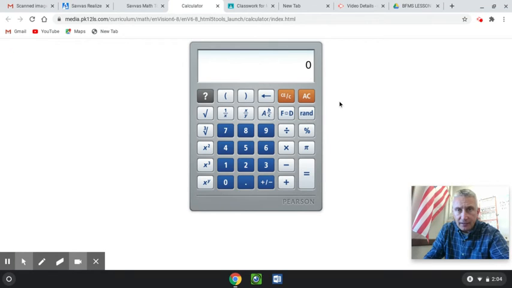So, guys, in the last lesson, we learned about scientific notation and how to use scientific notation for very large and very small numbers. In this lesson, I want to show you some scientific notation on the calculator. So I have the calculator pulled up here, and I'm going to type in 5.2 times 10.